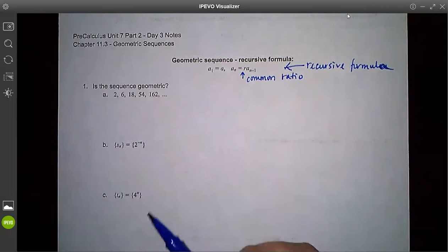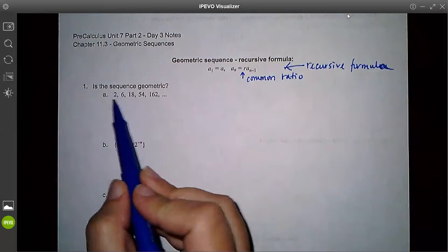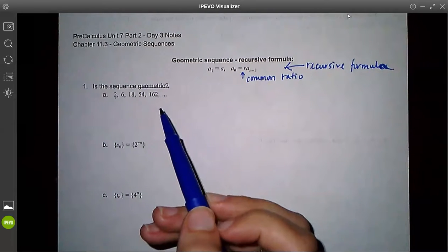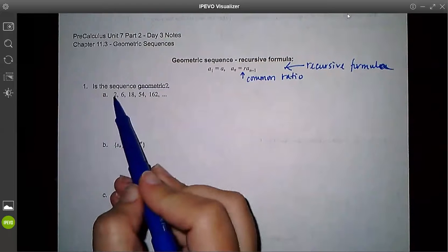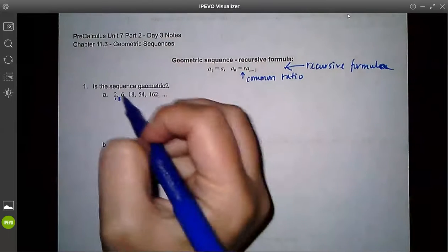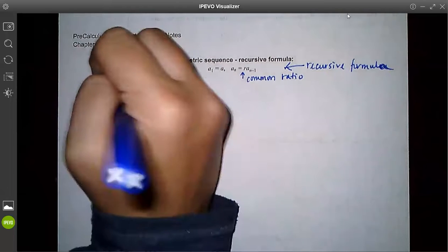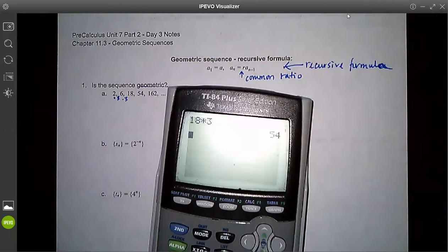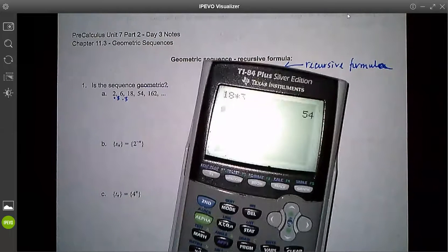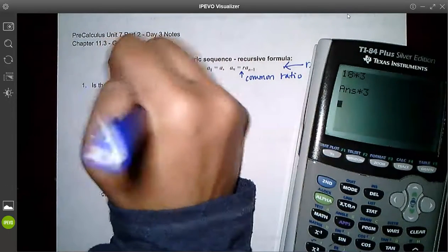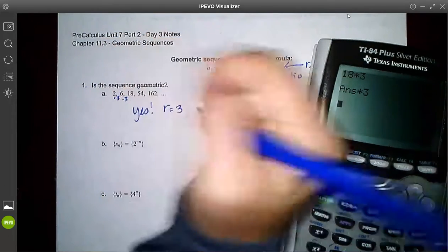So is this sequence geometric? Geometric means I'm multiplying something each time. So 2 times what gives me 6? Well, I'm multiplying by 3. Does that work here? 6 times 3 is 18. 18 times 3 is 54. 54 times 3 is 162. So this is geometric. My common ratio is 3.